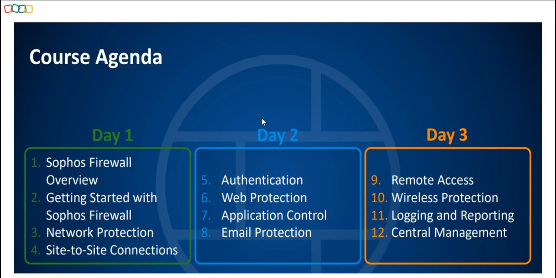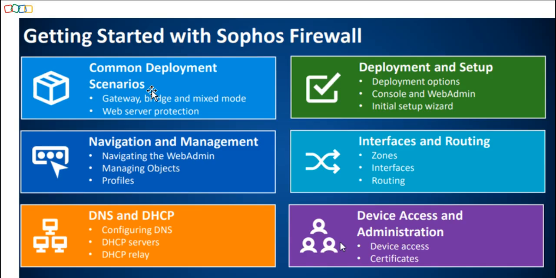Seventh would be application control. Eighth would be email protection. Ninth would be remote access. Tenth would be wireless protection. Eleventh would be logging and reporting, and twelfth would be central management. Apart from this, of course, we will also cover HA. That would be the 13th module of this course. So we will check in much more detail what we will be covering in each of these modules.